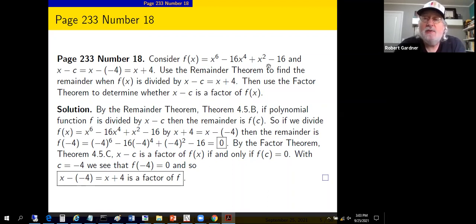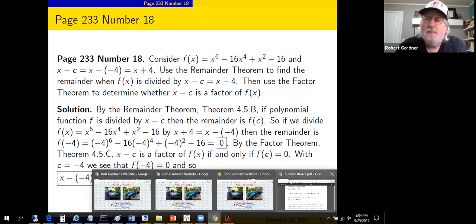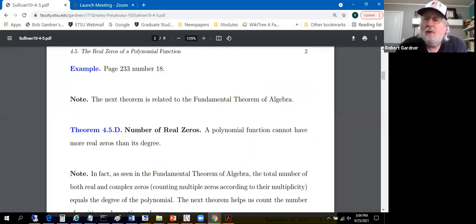Can you factor this? Well, I could do long division and divide it by x plus 4. I know there'll be no remainder if we divide this polynomial function by x plus 4. What we'll get from that will be some 5th degree polynomial, and I don't know if I can factor that or not. But I can start factoring this because we found a factor of it, and we could factor it using long division. Back to the notes.